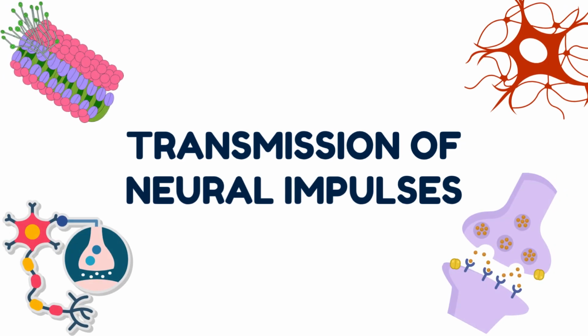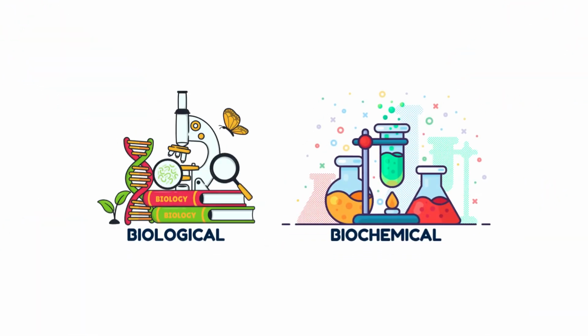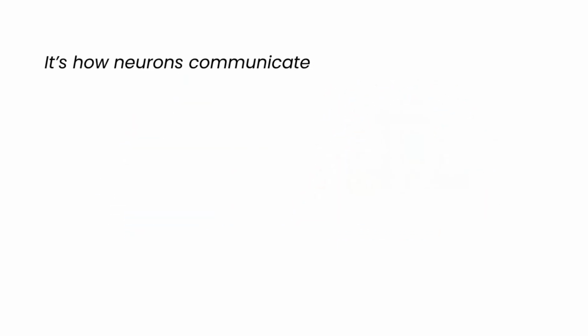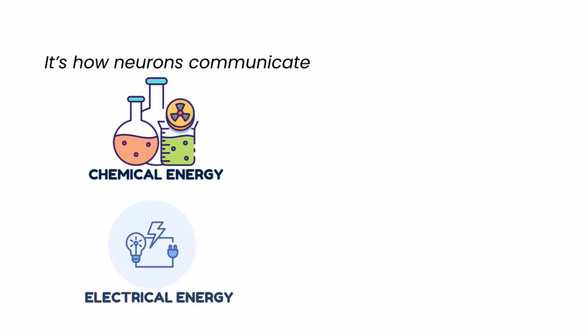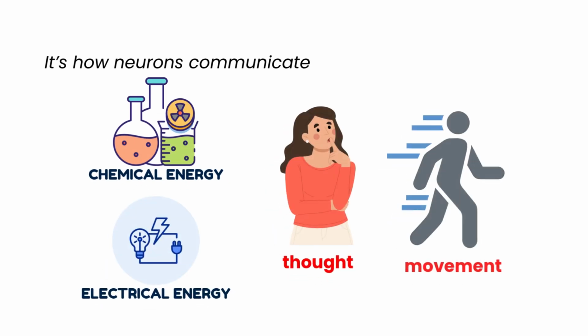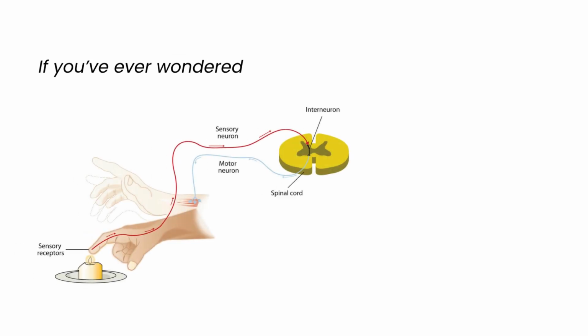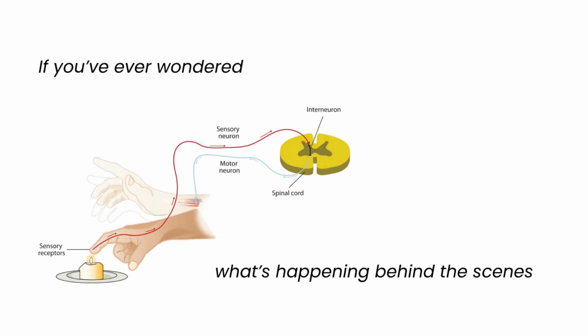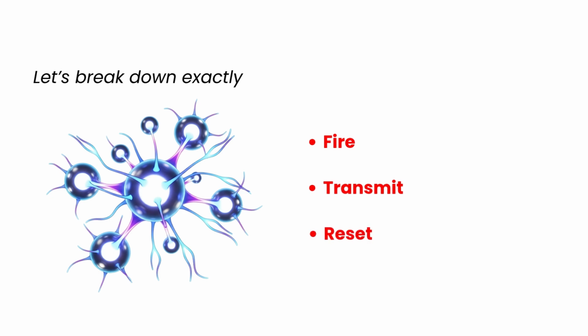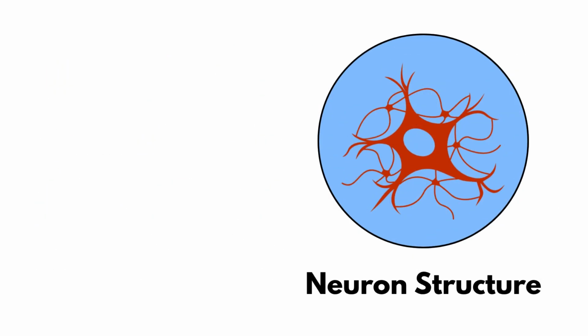Transmission of neural impulses is one of the most tested concepts in the biological and biochemical foundations of living systems section of the MCAT. It's how neurons communicate, turning chemical and electrical energy into thought, movement, and everything in between. If you've ever wondered how a signal travels from your brain to your hand in milliseconds, this is what's happening behind the scenes. Let's break down exactly how neurons fire, transmit, and reset, step by step, so you can master this for the MCAT.